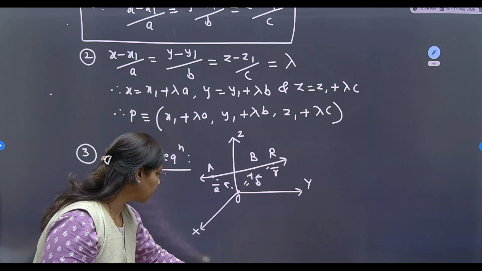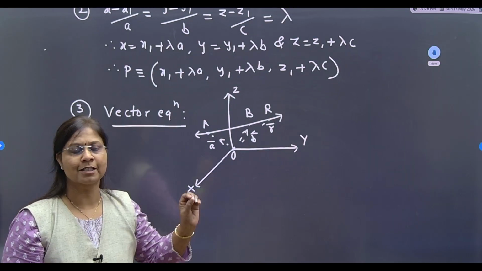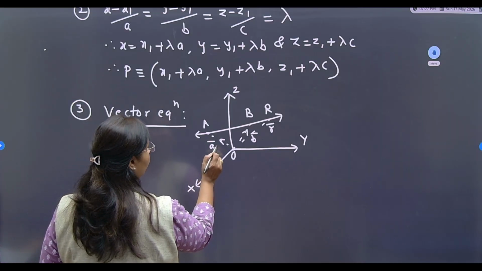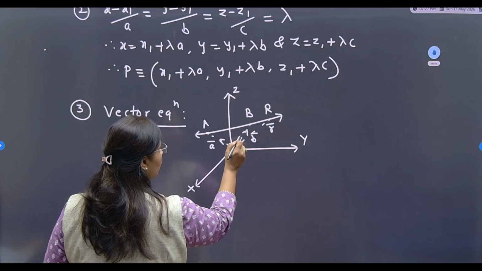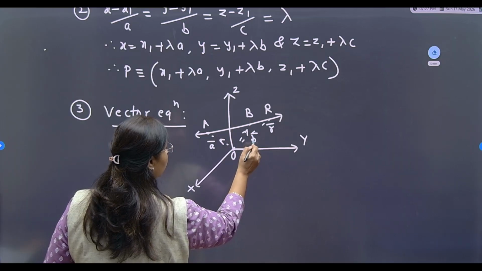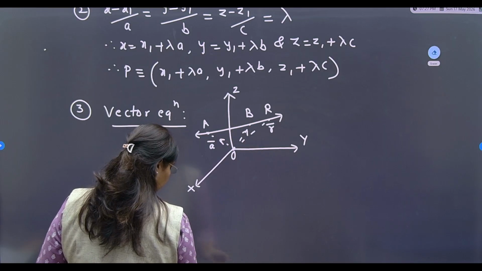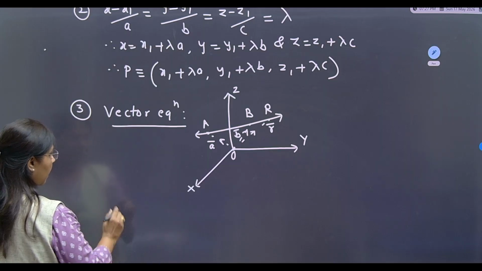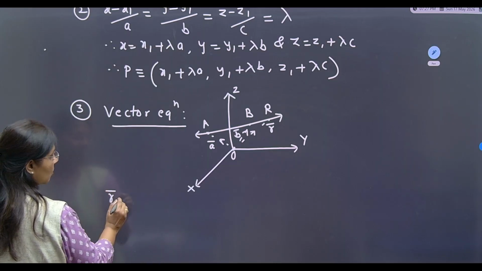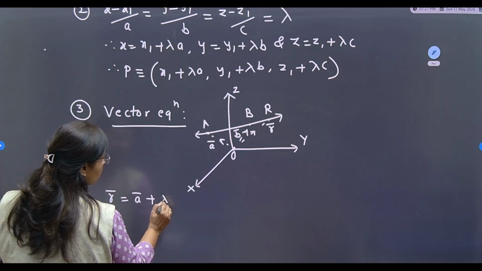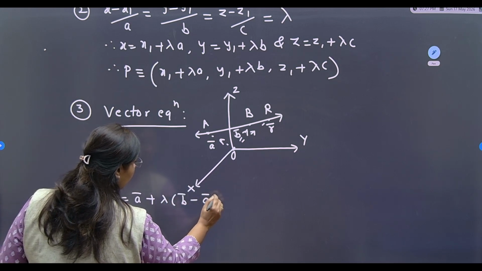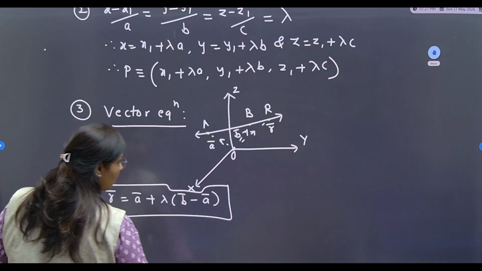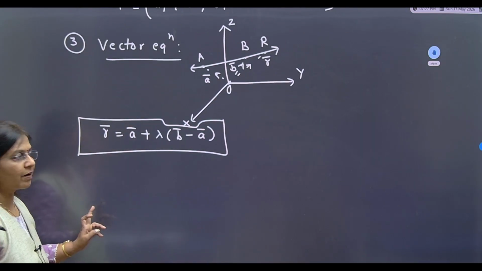The vector equation of a line passing through two given points, A with position vector A bar and B with position vector B bar, is R bar equals A bar plus lambda times (B bar minus A bar). This is called the vector equation of a line passing through two given points.